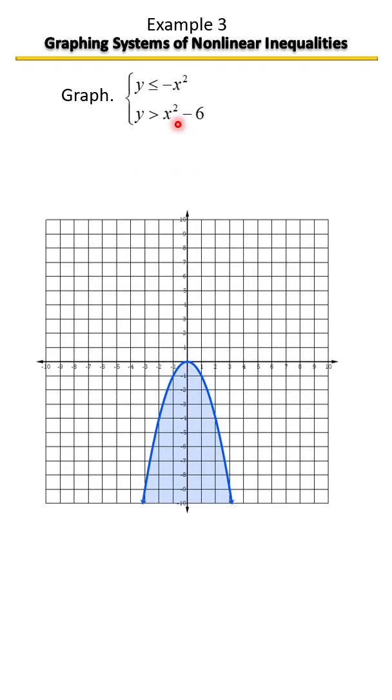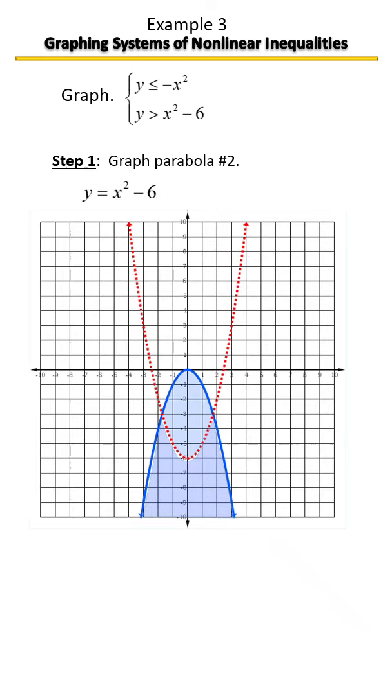Line 2 is also still a quadratic function, a parabola. This time the parabola is going to be facing upward because you don't see a negative out front. But we see a -6 in the back, so what are we doing to this parabola? Yes, that is a vertical shift 6 units down. And notice here there's no line underneath, so that's going to be a dashed parabola. Once we sketch it, it's going to look like so.